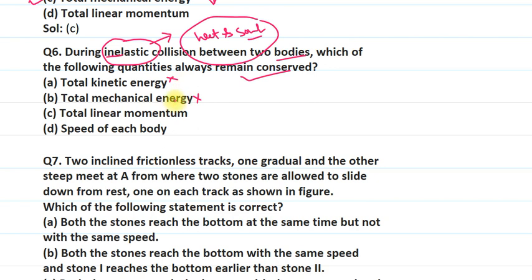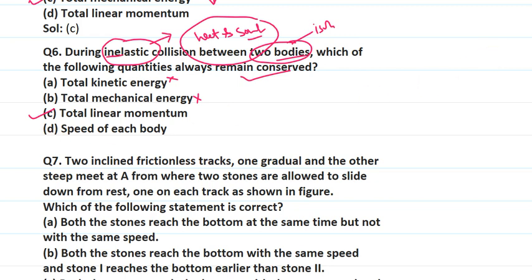So the total mechanical energy and total kinetic energy are not conserved, but the momentum of the system is. Since it is a collision between two bodies, they form an isolated system, made up of these two bodies, so the momentum of the system remains conserved. So option C is the correct answer for question number 6.